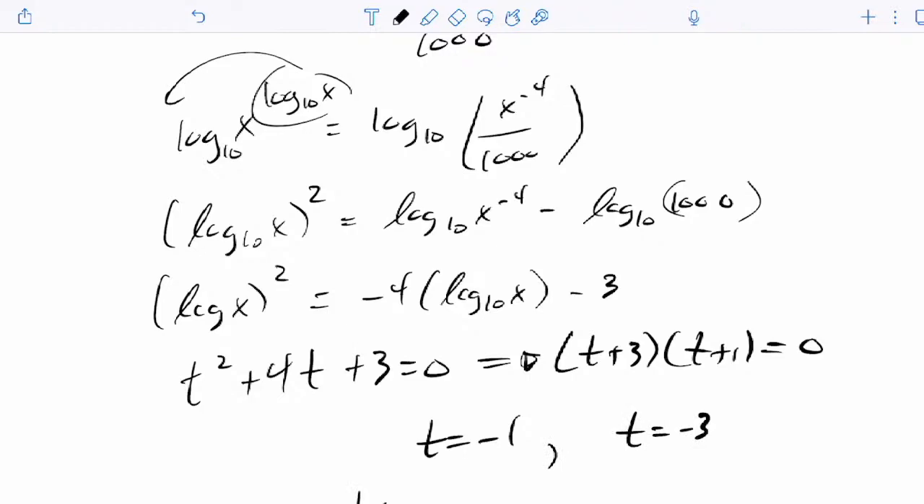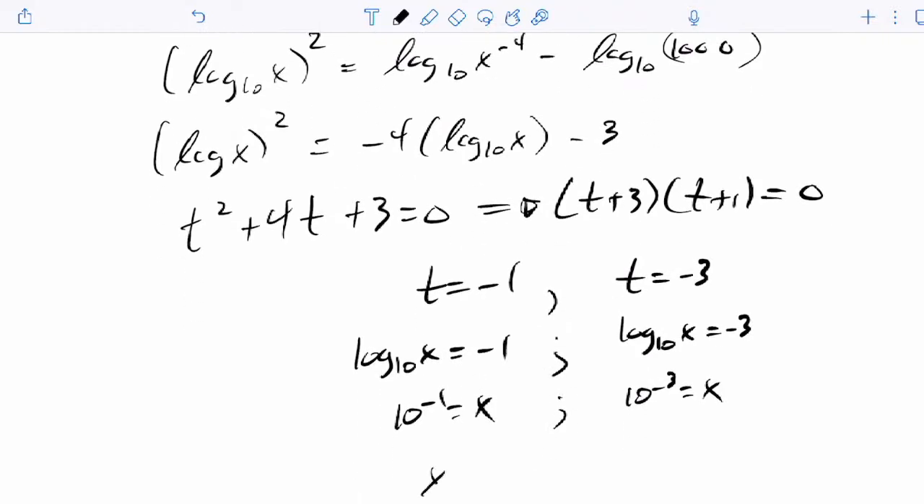So therefore log base 10 of x is negative 1, or log base 10 of x is minus 3. So 10 to the negative 1 is x, or 10 to the negative 3 is x. So then x is 1 over 10, or x is 1 over 1,000.